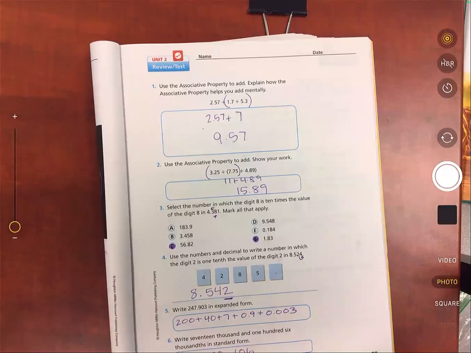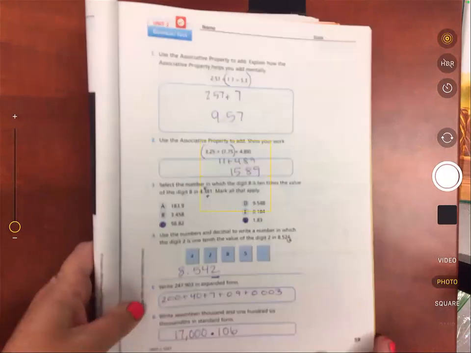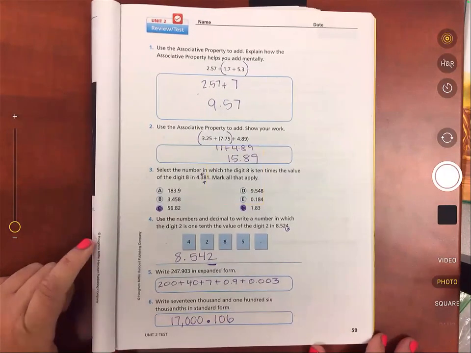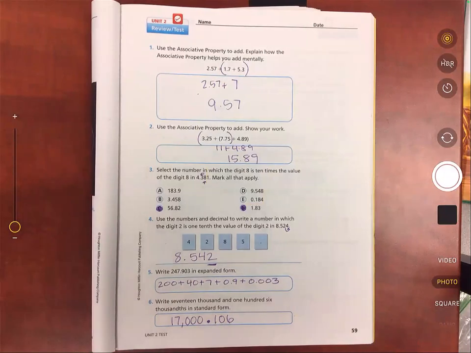All right, so we are going to start off correcting our review. We are starting math a couple minutes early, so I'm going to hang out on this page for just a minute. But if you guys have questions, please make sure you're asking me.